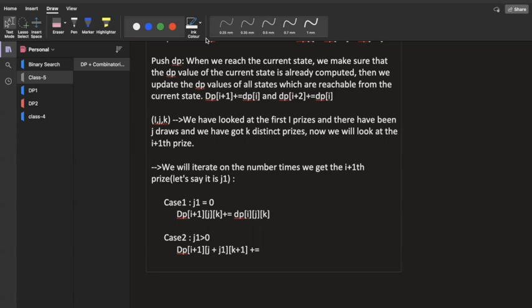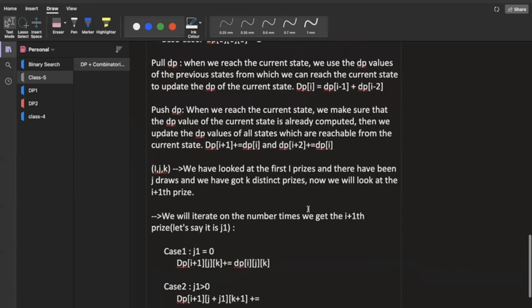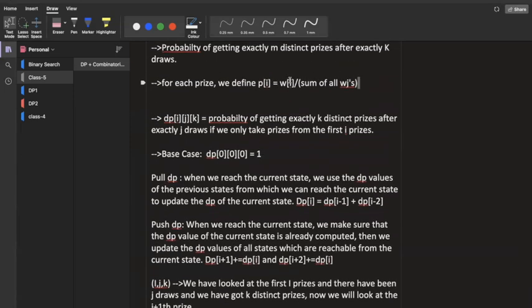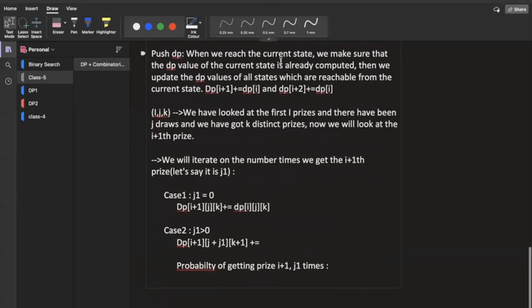Okay, so let's see what this transition should be. First of all, what is the probability of getting price I plus 1 j1 times? So this is an easy problem. What is the probability of getting the price I plus 1 j1 times in terms of p of I plus 1? We already have these p values computed. So what is the probability that we get the price I plus 1 exactly j1 times?